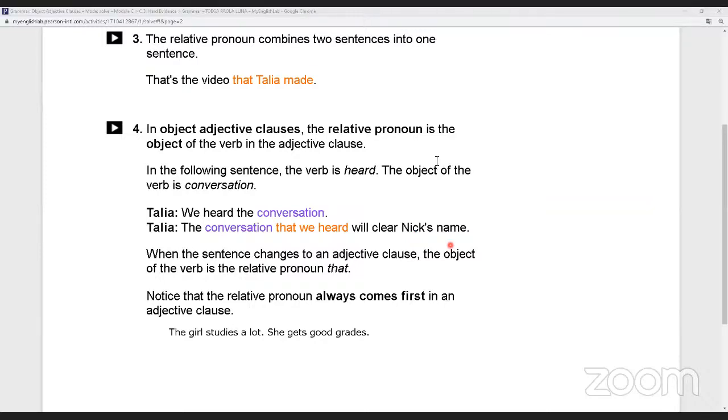Okay, I got it. All right, so okay, I'm going to copy this. Give me a second, please. Okay, so this was your answer, right? Don't forget the period, right? The punctuation. Okay, the girl that studies a lot get good grades.